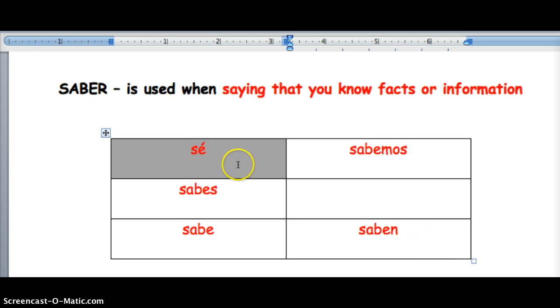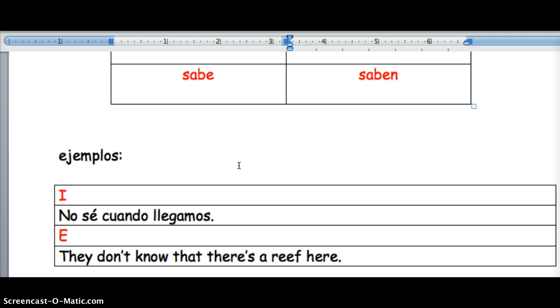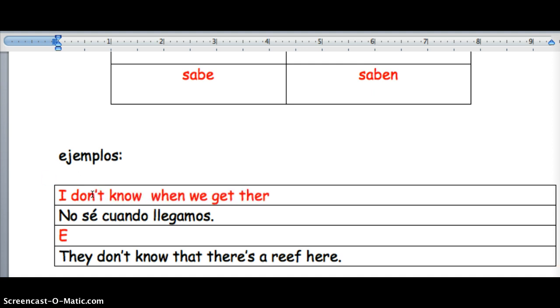And you've been saying, I don't know, since the beginning of the year. No lo sé. Los ejemplos. No sé cuándo llegamos. I don't know when we get there. You can look for words like when, how, where, who, because if you're saying stuff like, I don't know how to get there, I don't know where it is, I don't know who she is, all of those things are pieces of information that you don't know.